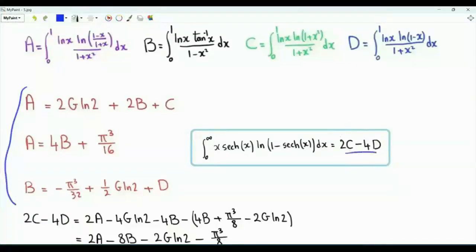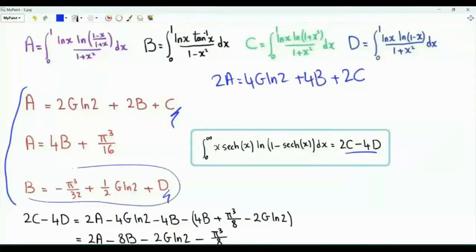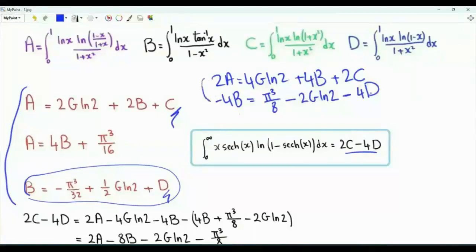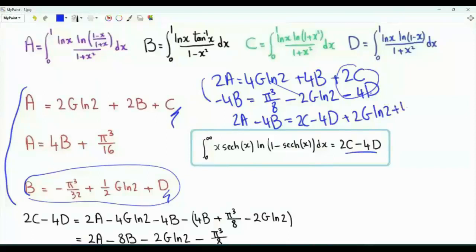These are the relations that we have obtained, and this is the target. 2c minus 4d. We have c here, and we have d there. Seems like a good idea to multiply this by 2. Multiply this expression by minus 4. When we add, we get 2a minus 4b. On the other side, we have the target, 2c minus 4d. Then we have 2g ln 2 plus 4b plus pi cubed over 8.